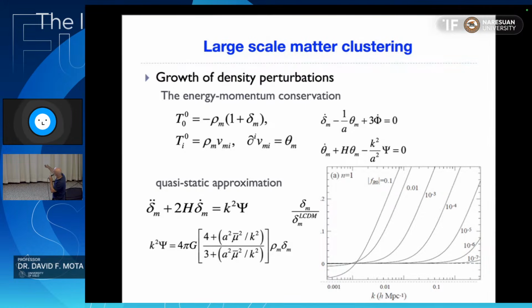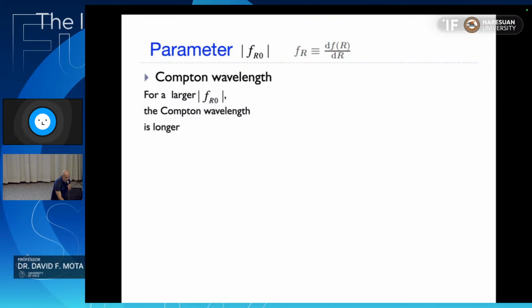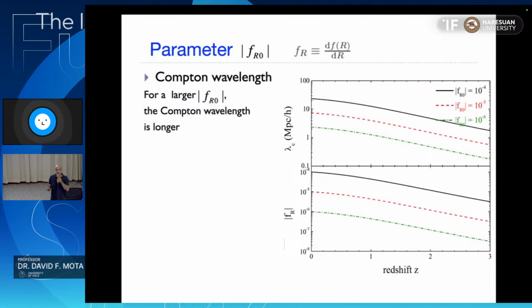But then as you can see, all of them, as I go to very large scales, recover general relativity, because outside the range of the fifth force, I basically have general relativity. So deviations from lambda CDM occur within the range of the fifth force. This is what it says. And the key property is this f_R parameter. That's my scalar field. You can interpret it like that.